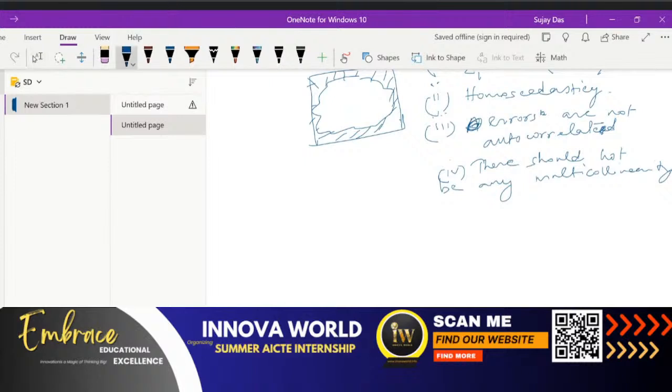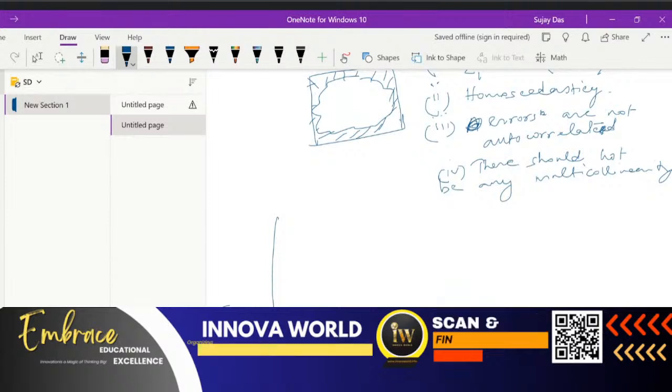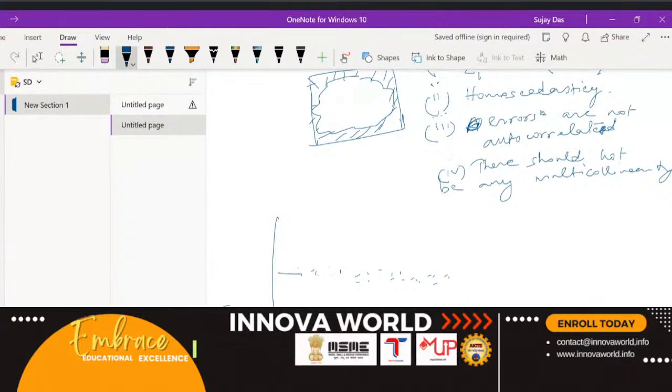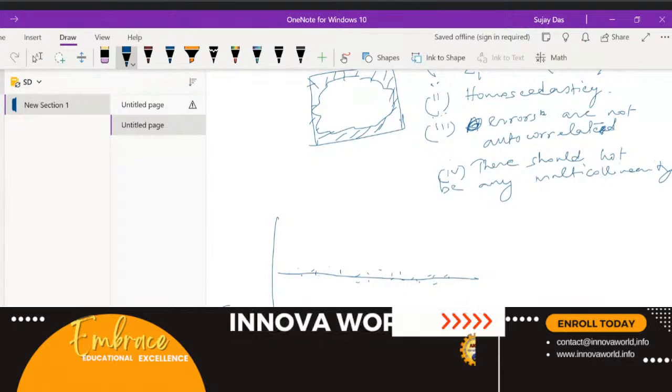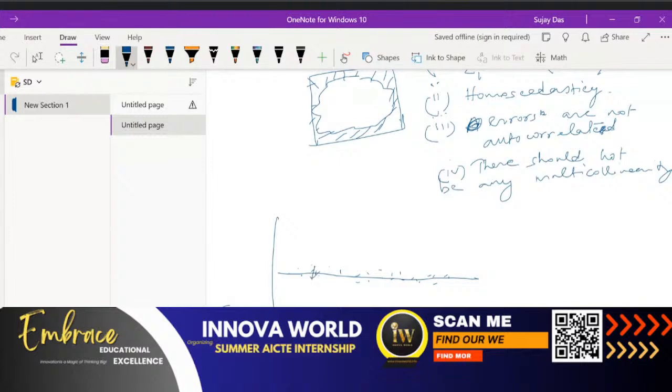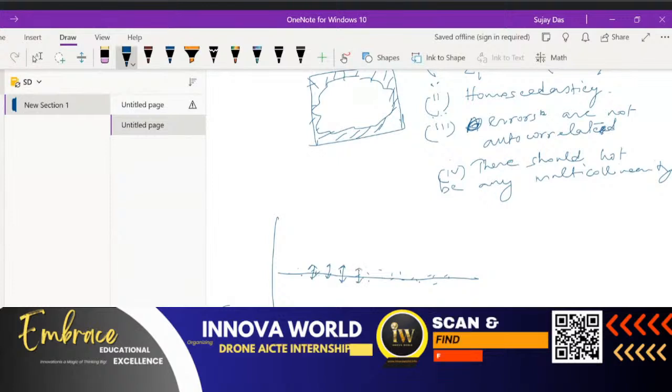Suppose this is how your data looks like. These are your observations. Now, if you put a line through these points, this is your linear regression line. But as you can see here, the amount of variance, meaning the spread of this data, is more or less the same throughout.